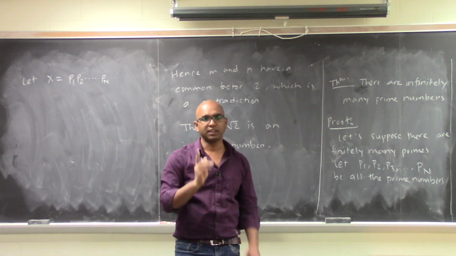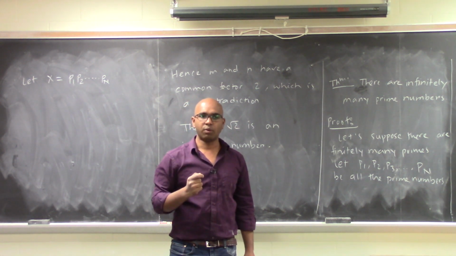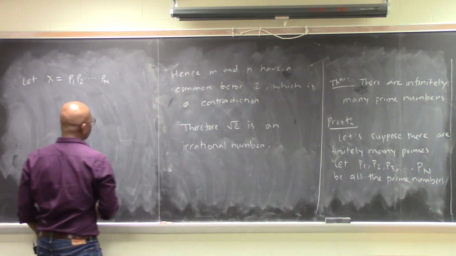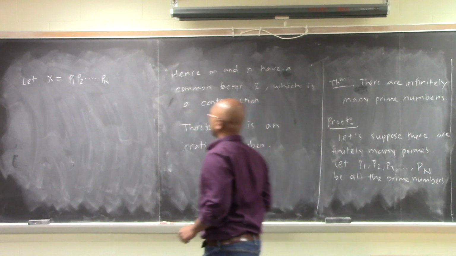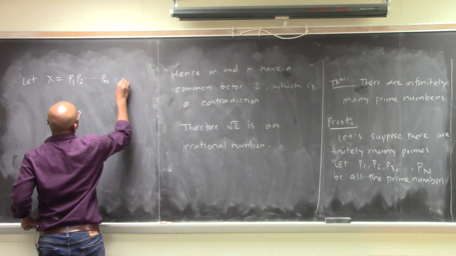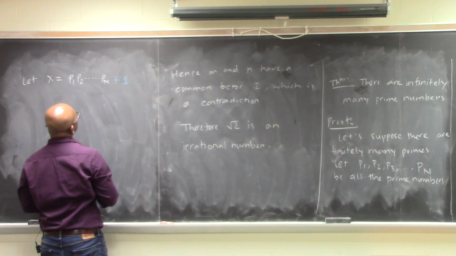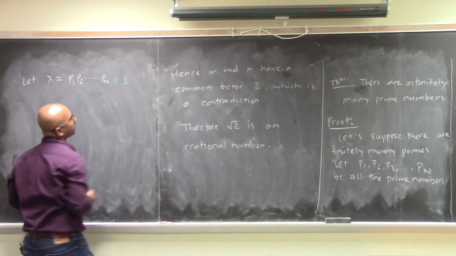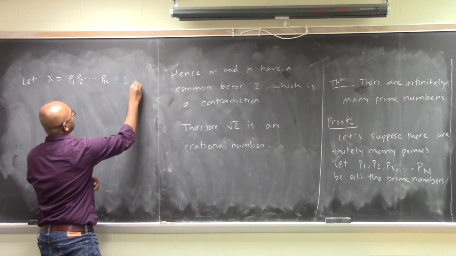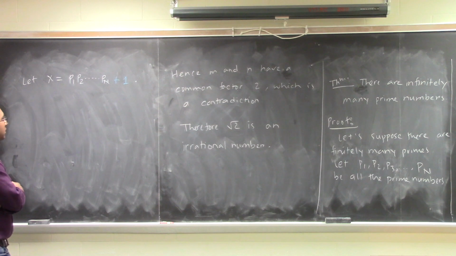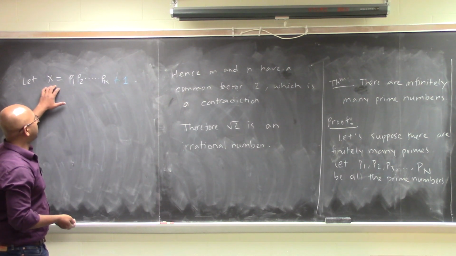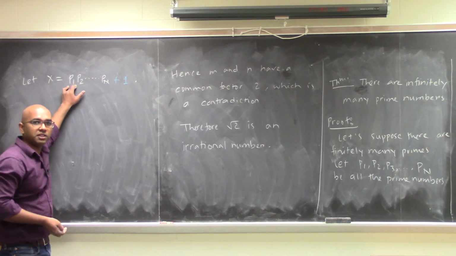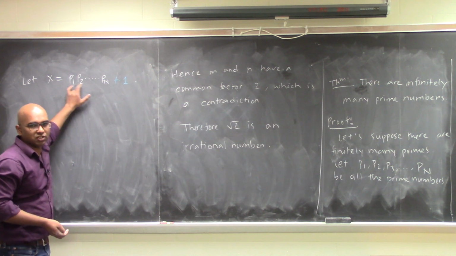And then we'll do one thing. We'll add a 1 with that. So plus 1. Okay. So that's our new number. Now if you divide this new number by p1, what will be the remainder? It's going to be 1, right?